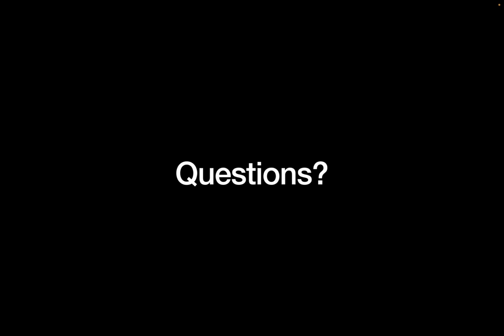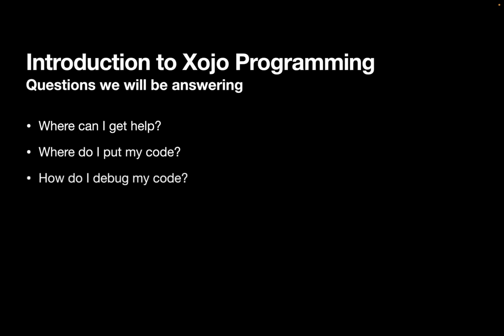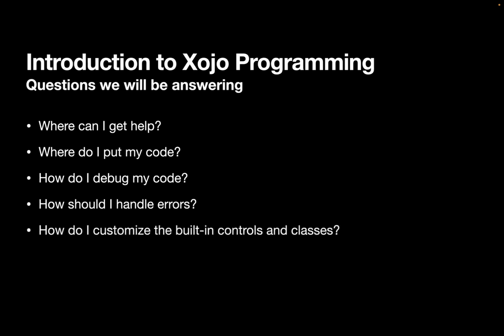And I don't have a lot of slides here. We're going to jump into the IDE itself pretty quick, but there's a few things I want to cover. And speaking of which, what will we be covering? Well, where can you get help? That's an important thing. Where do you put your code? There's lots of places in Xojo, so we're going to talk about where you put things and why. How do I debug my code? We get a lot of questions about debugging, so we're going to talk about some things you can do with debugging. How do you handle errors? That's always an important topic. How do you customize the built-in controls and classes? And how can you make your code more generic so it's more reusable? So these are the things we're going to be talking about.